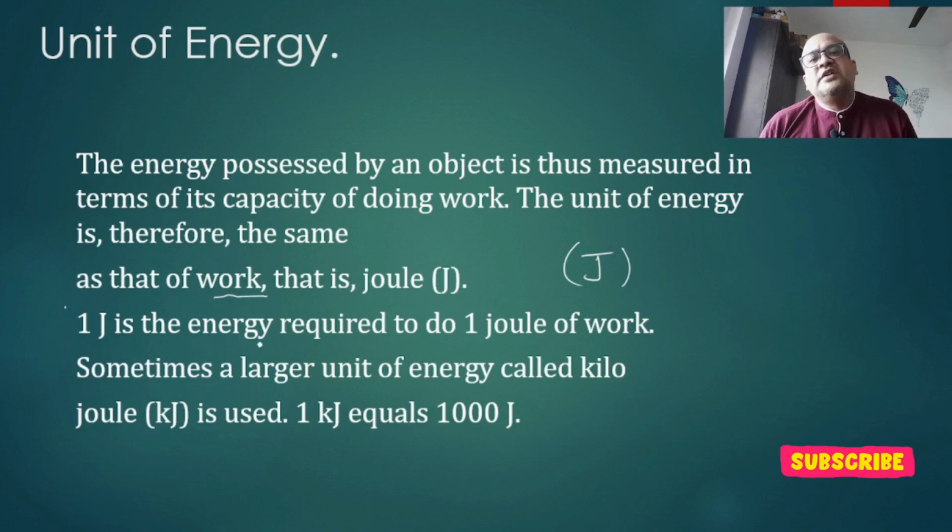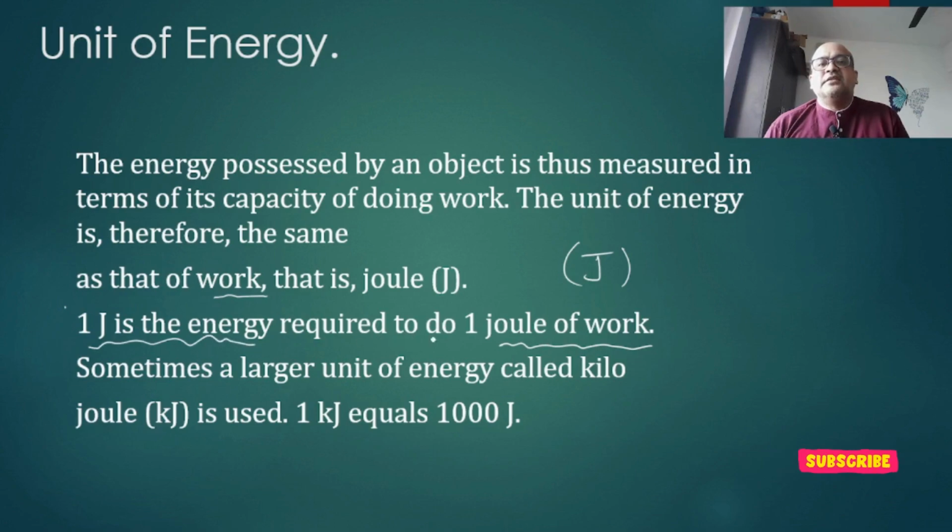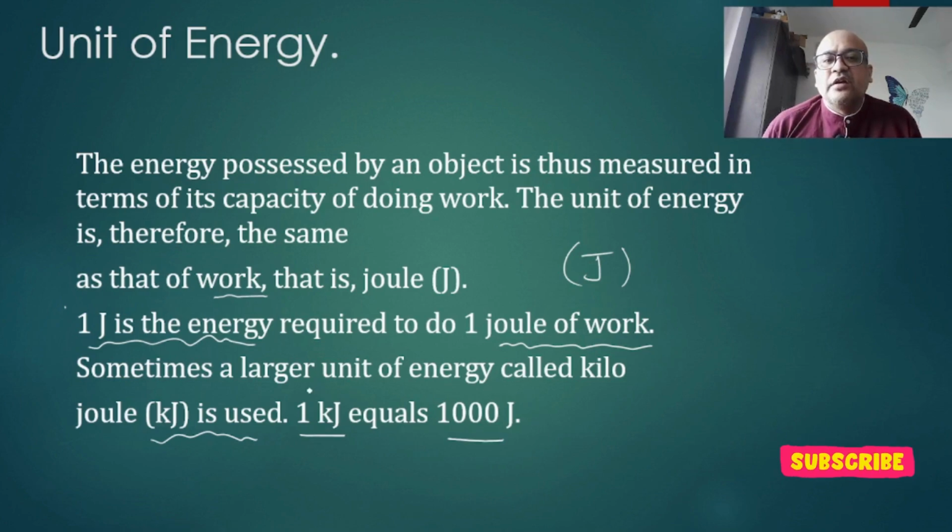So 1 joule is the energy required to do 1 joule of work, right? So what is 1 joule of energy? That which is required to do 1 joule of work. Sometimes a larger unit of energy called kilojoule is used. 1 kilojoule is nothing but 1000 joule. Okay, so we need to remember this.